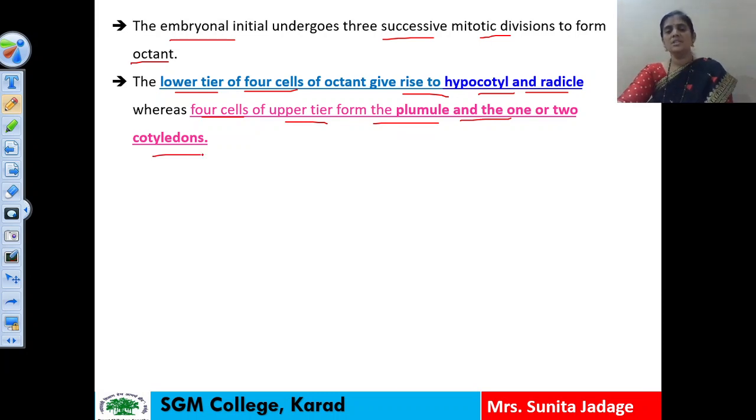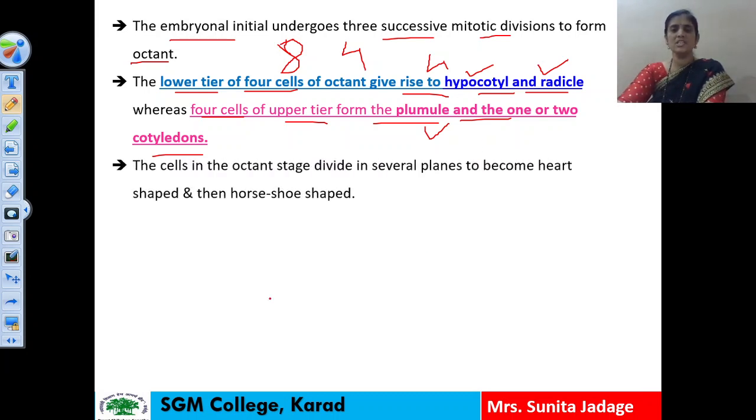So what happens after the 3 successive mitotic divisions of the embryonal cell? About 8 cells are formed here. How many cells? 8 cells. Out of that, 4 cells divide to form the hypocotyl and radicle. Later on, the root system will be formed from this, and the remaining 4 cells form the plumule and cotyledons, which are responsible for developing the shoot system. In this way, embryo development is taking place from the embryonal initial cell, and the cells in the octant stage divide in several planes to become a heart-shaped embryo and then a horseshoe-shaped embryo.